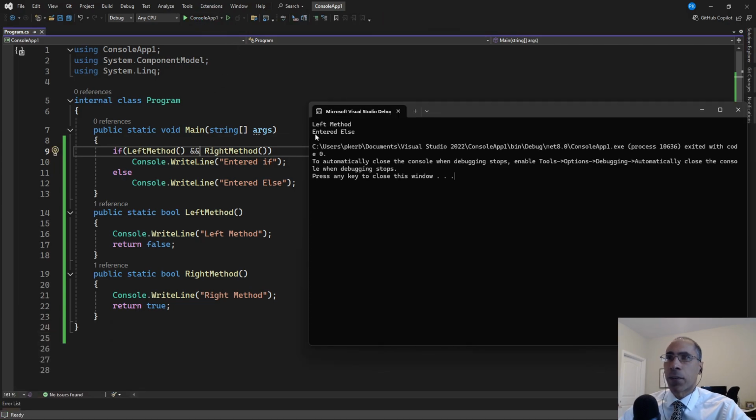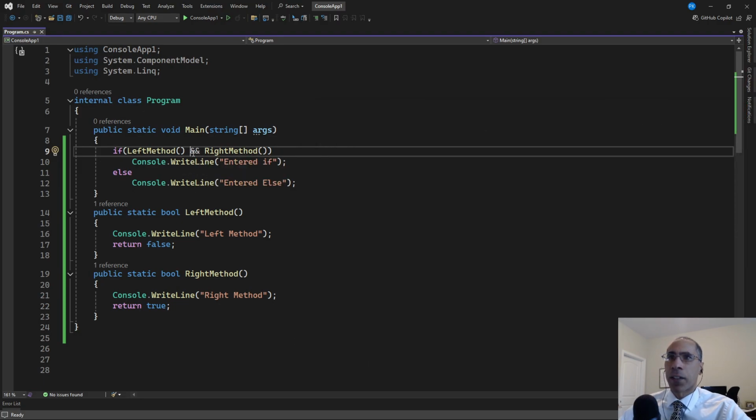So let's take a look here. So the left method is false. Well, that's all the information we need with the AND. If one is false, then the whole statement is false. So then we enter else. We don't need to evaluate the right-hand side.